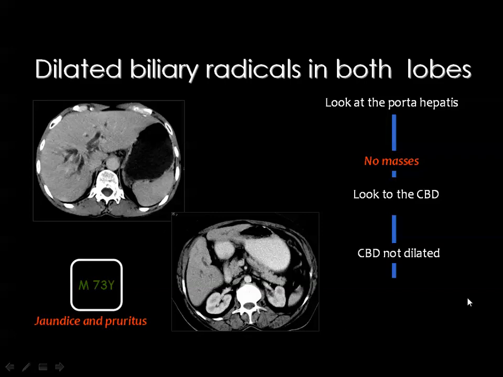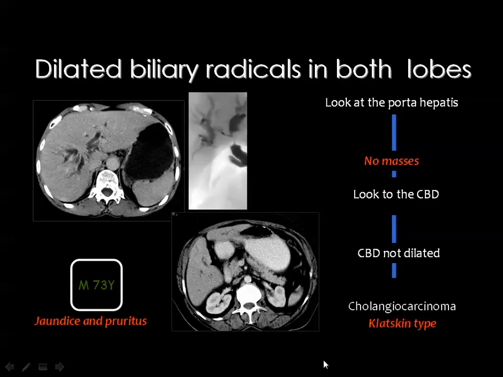Then look at this example. You see dilated biliary radicals in both hepatic lobes, and you go to the porta hepatis and you don't find any masses at the porta hepatis. And then whenever you follow the course of the common bile duct down to the pancreatic head, you find normal findings, and there is no dilatation of the common bile duct. And then you know that there should be a stricture here, which is known as the hilar stricture, or the hilar type of cholangiocarcinoma, which is known as the Klatskin type.